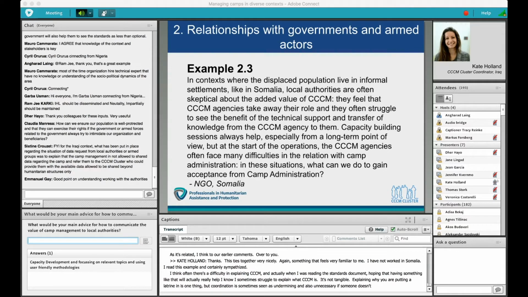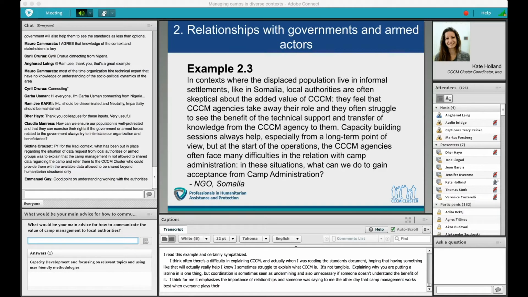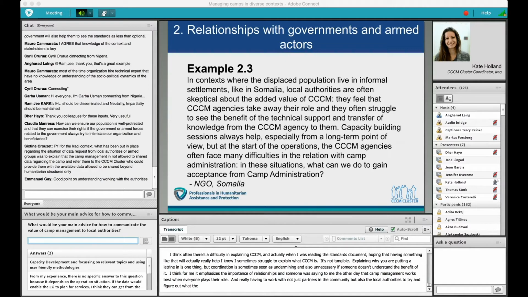I think for me, it really emphasizes the importance of relationships. And someone was saying to me the other day that camp management works best when everyone plays their role, and really having to work with not just partners in the community, but also the local authorities to try and figure out what the problems are, and then try and make sure everyone is playing the role. I think with that, there's a lot of time investment that's needed. The example mentions training, which obviously is really important, but often is quite a later step when people understand the context a bit more, understand humanitarian response.